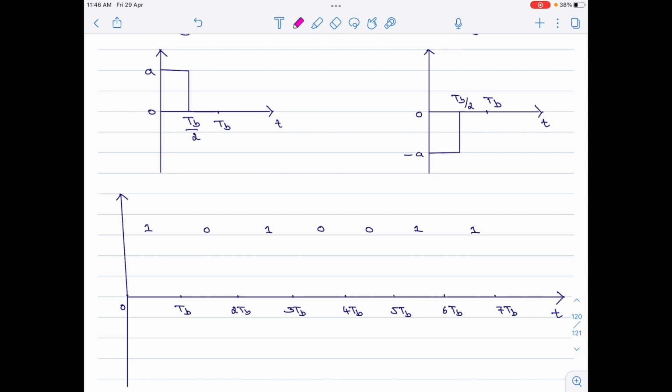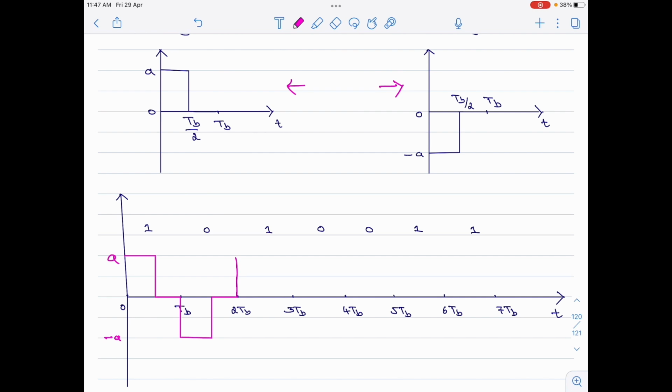Right. Let us start with the first bit, which is a bit 1. For bit 1, as previously told here, we transmit a rectangular pulse of amplitude A and duration TB by 2. And for the remaining half of the bit duration, we transmit 0 volts. Coming to the next bit, which is a bit 0, as explained here, we transmit a rectangular pulse of amplitude minus A and duration TB by 2. And for the remaining half of the bit duration, we transmit 0 volts. This principle is extended for the rest of the bits.